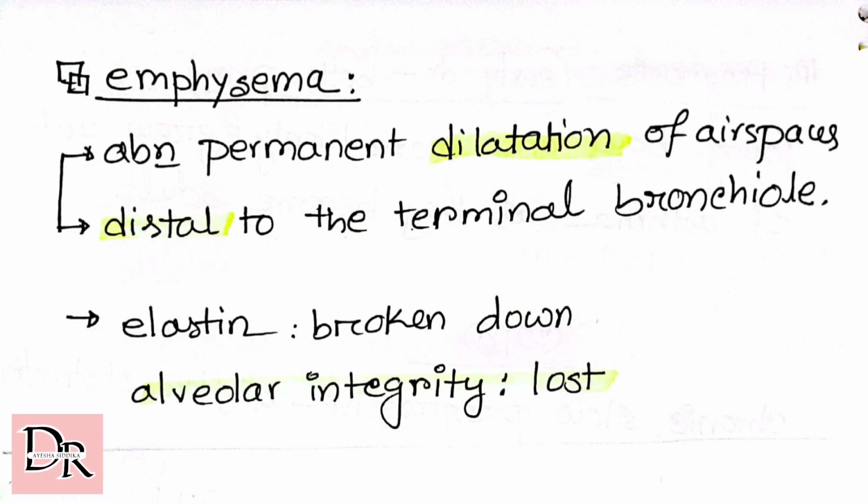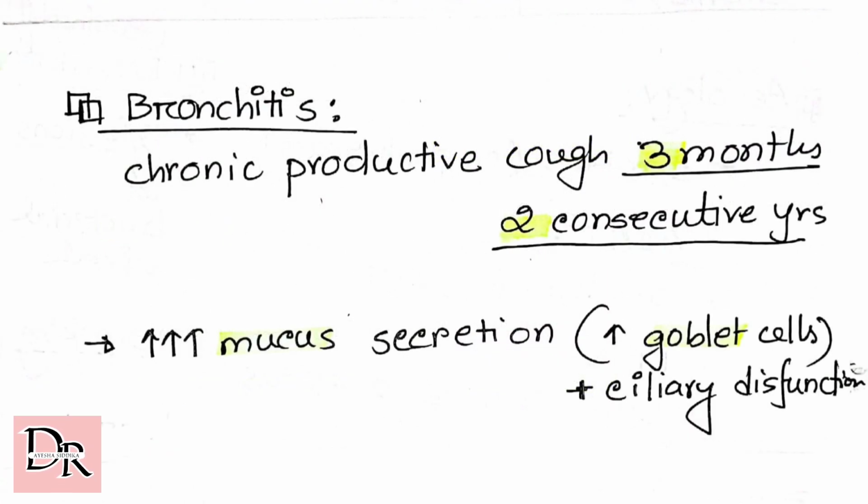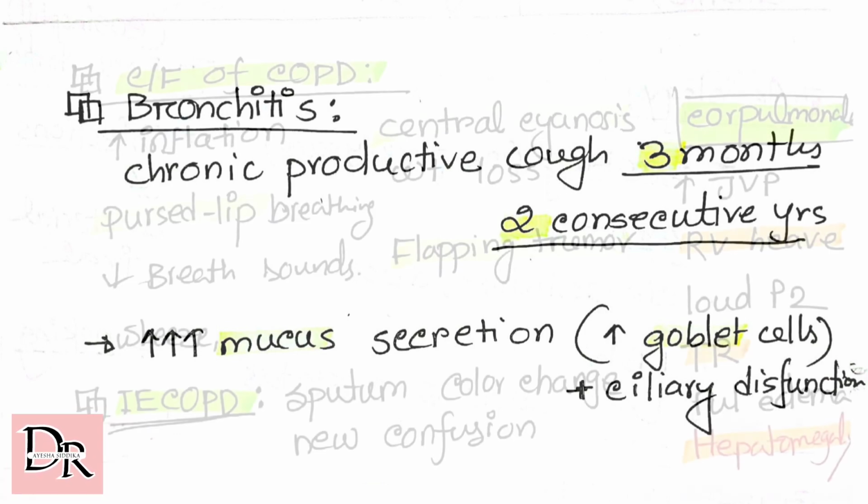So what is emphysema? It is abnormal permanent dilatation of the air spaces distal to the terminal bronchiole. Here elastin is broken down and alveolar integrity is lost. When we call it bronchitis, there will be a chronic productive cough for at least 3 months in 2 consecutive years. In bronchitis, we will find increased mucus secretion and increased goblet cells, which will ultimately lead to ciliary dysfunction.